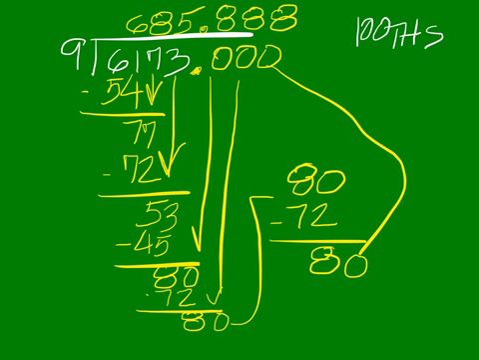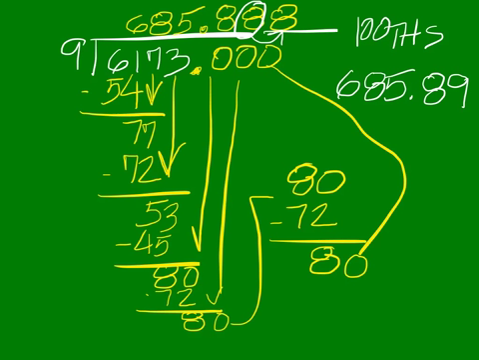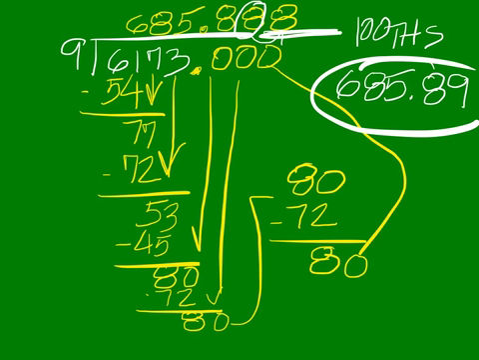We're rounding to the hundredths place. Here, the number beside it is 8. Should I round the 8 up to 9 or leave it as 8? Up to 9. So the answer is 685.89, and drop everything else after it.